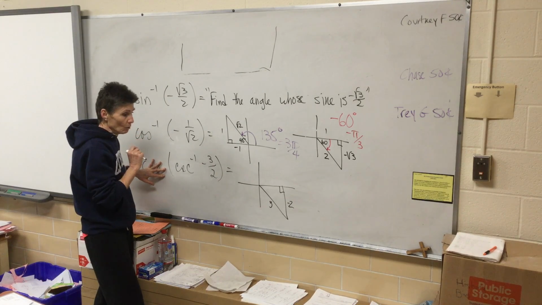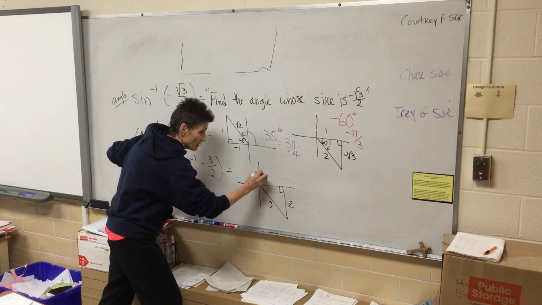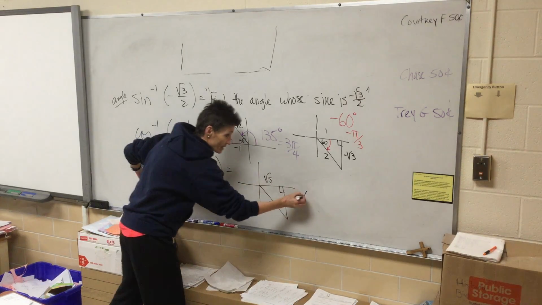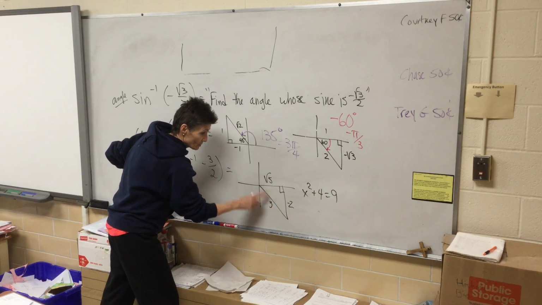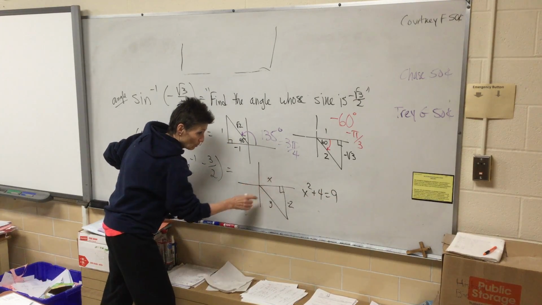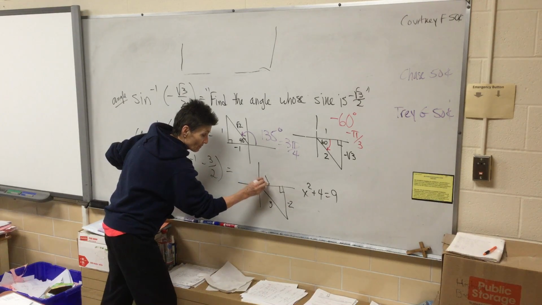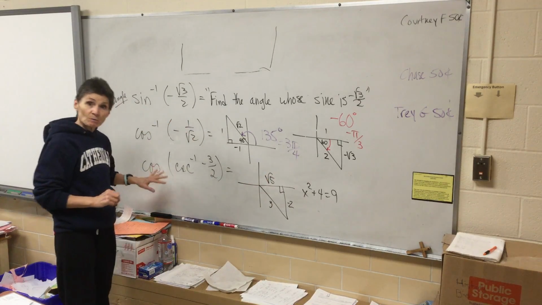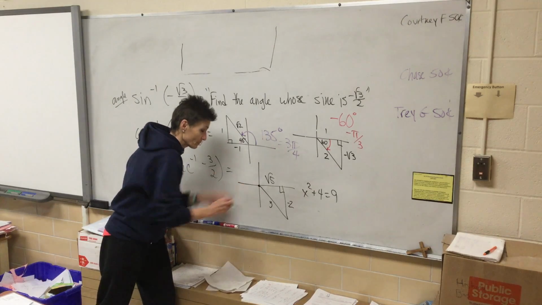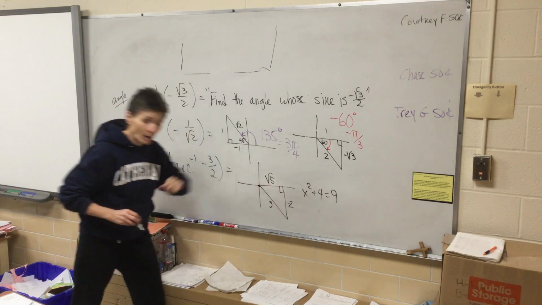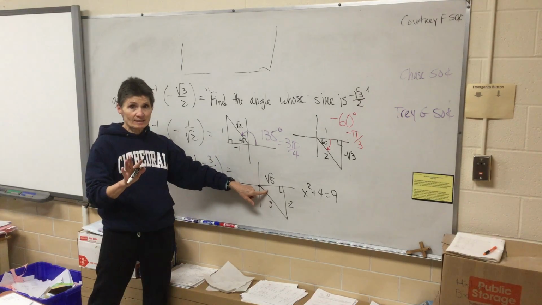But I do know that if I use my Pythagorean theorem, this would be root 5, because x squared plus 4 has to equal 9. A squared plus b squared equals c squared. So I can figure out that's root 5. And it would be positive because I'm going to the right. Here's the origin. That's positive x, negative y. I have no idea what that angle is.